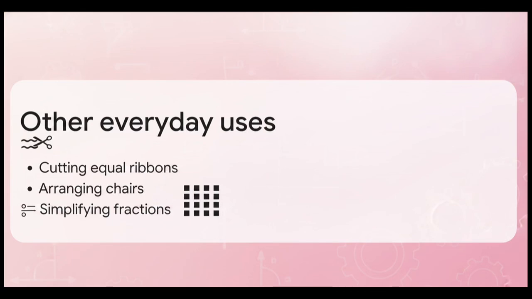If you're cutting 2 ribbons of different lengths into the longest possible equal pieces without wasting any material, you need the HCF. Setting up a hall and arranging rows of chairs into the biggest equal groups, HCF again. And, of course, mathematically, simplifying fractions is just dividing the top and bottom number by their highest common factor to get to the absolute simplest form.